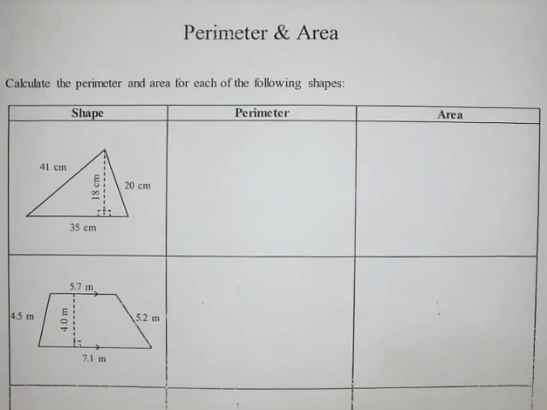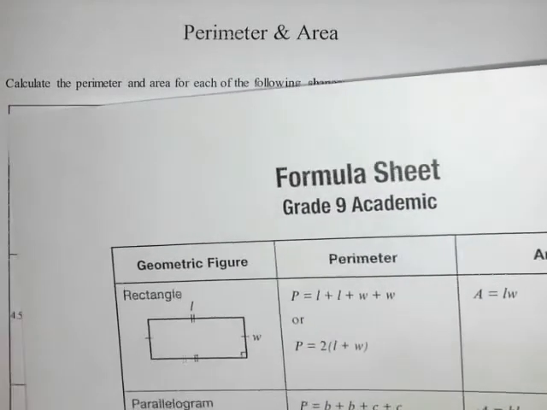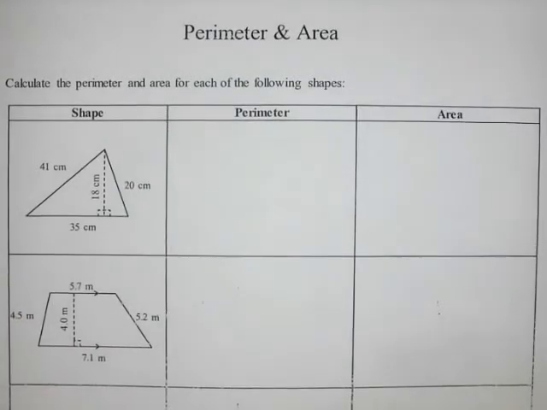Perimeter and area. Before we start this lesson, you want to make sure that you have your formula sheet that was provided in your package. So it asks us to calculate the perimeter and area for each of the following shapes. I think we're going to start by doing the perimeter, and then we'll go back and do all the areas. So perimeter is the distance around the outside of a shape.